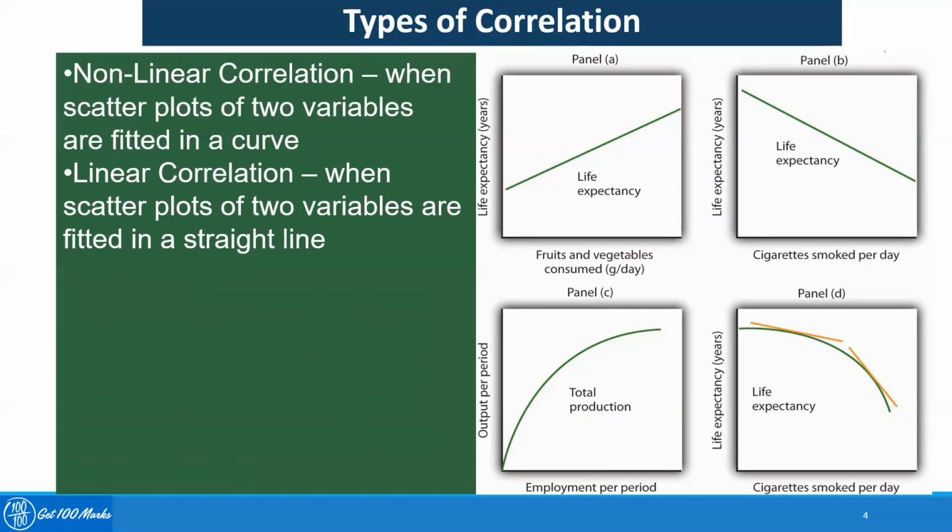On the other hand, a negative relation you can see here: cigarette smoking. Smoking is injurious to health, so see how life expectancy is dropping down. The more cigarettes smoked per day, the more the life expectancy goes down. Now there is another example. This is a curvilinear or non-linear correlation, employment per period and output per period. So that gives a curvilinear kind of relationship.